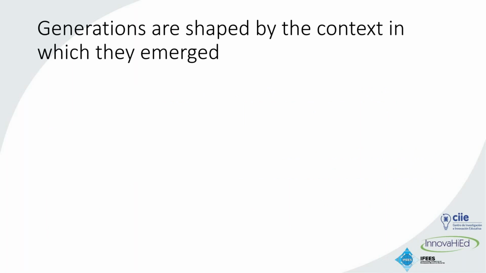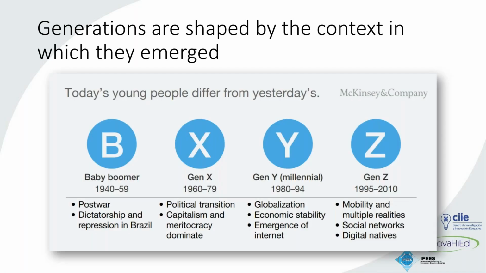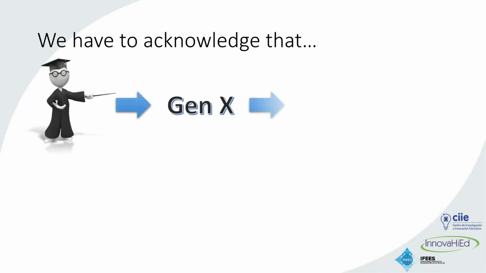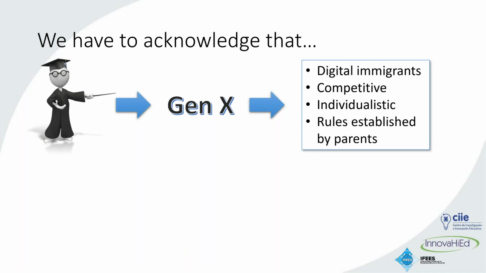Having said so, we can assure that generations are shaped by the context in which they emerged. And looking at this graphic prepared by McKinsey, you can see how the historical context in each case has shaped the different generations. And particularly Generation Z is shaped by these three things: mobility and multiple realities, social networks, and of course these people are digital natives. So we have to acknowledge that we, the professors, most of us are part of Generation X. We are digital immigrants.